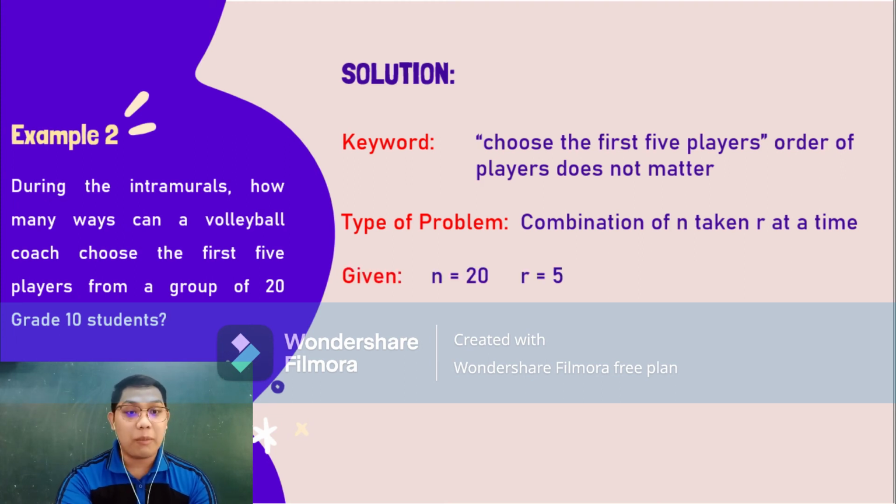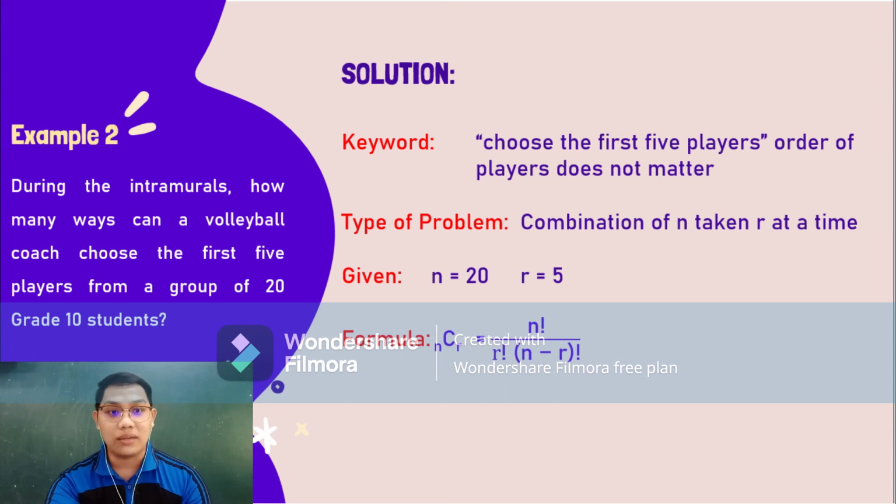And ang given sa problem is n is equal to 20. Kaya ang total number of students kay 20. And r is equal to 5 because the coach only need to choose the first 5 players. So, mao na siya ang atong given. Then, same formula. The combination of n taken r at a time is equal to n factorial over the r factorial times the factorial of n minus r.